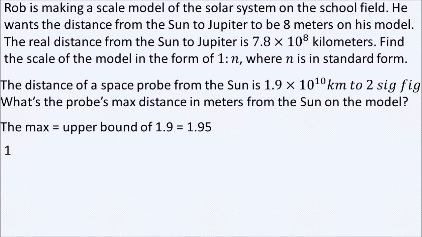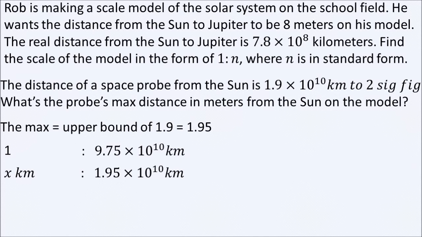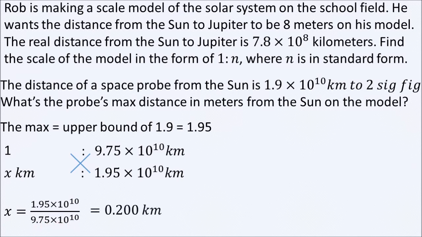So if the scale on the model says that 1 kilometer on the model represents 9.75 times 10 to the power 10 kilometers in real life, which is the answer that we got to the first part of the question, therefore, how many kilometers on the model would be represented by 1.95 times 10 to the power 10 kilometers in real life? Again, we cross multiply, and therefore the distance on the model would be equal to 1.95 times 10 to the power 10 divided by 9.75 times 10 to the power 10.